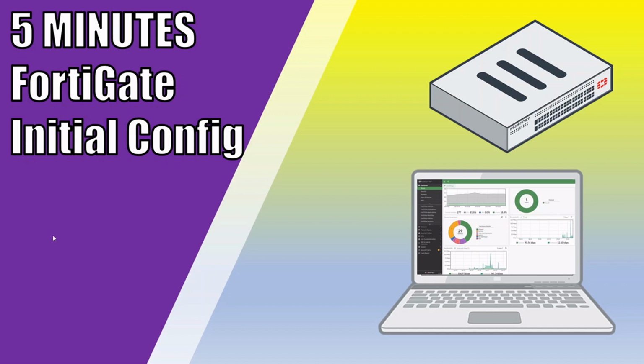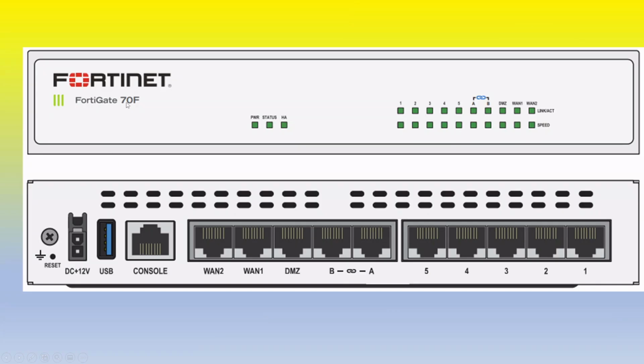All right, you've got a new FortiGate firewall. Now let's configure it. So I'm going to be testing with the 70F. It really doesn't matter which firewall you're going to be configuring. It's going to be very similar. So I start by making sure the status LED is showing as solid.